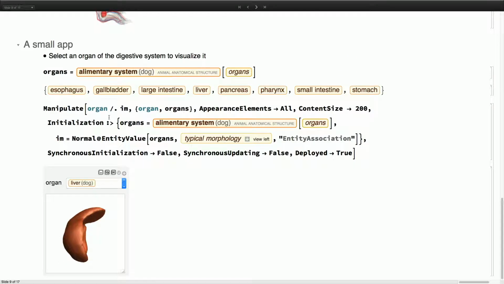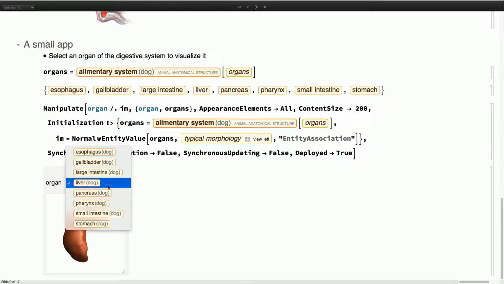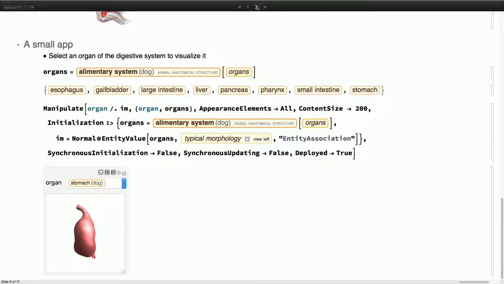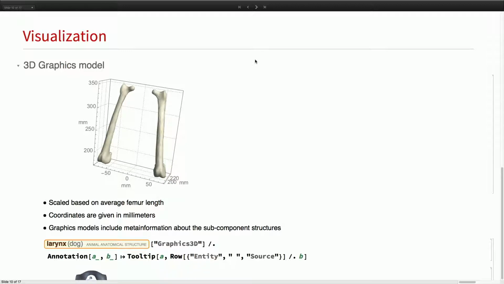And this is a small application of the use of the graphics. Here we retrieve the organs of the alimentary digestive system and selectively visualize individual structures like liver, pancreas, stomach, and so on. And not limited to 2D images, we do have 3D graphics models, and our models are scaled based on the average length of femur bones in adult animals, and coordinates are given in millimeter scale.